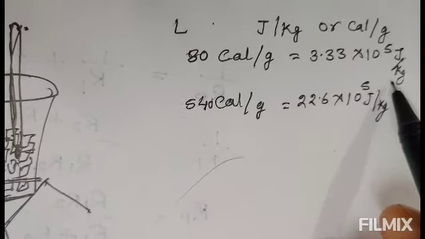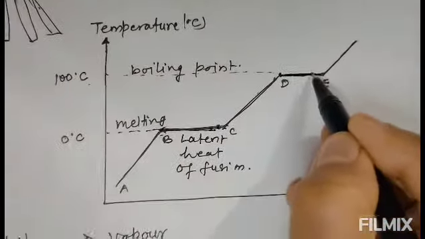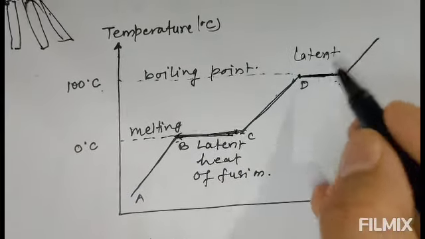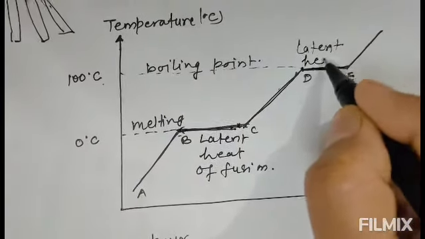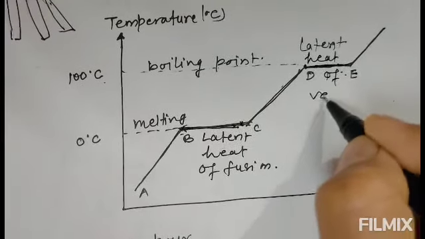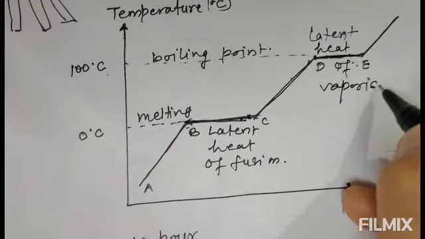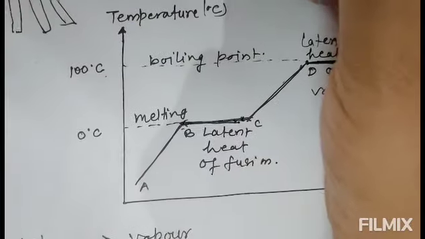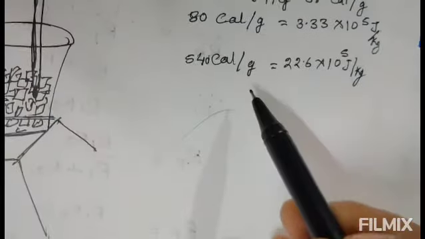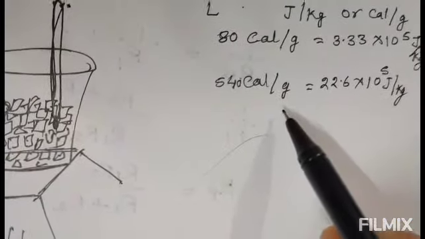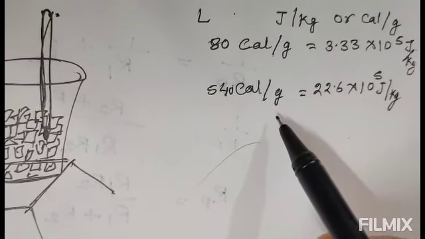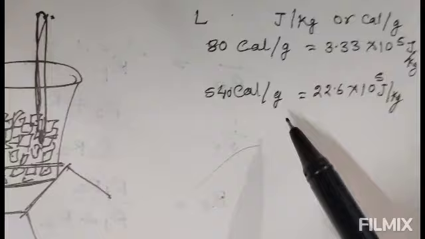In the same way, the latent heat of vaporization, in this portion of the graph from D to E, is the heat required for vaporization. For water, it is equal to 540 calorie per gram, or 22.6 into 10 to the power 5 joule per kg.